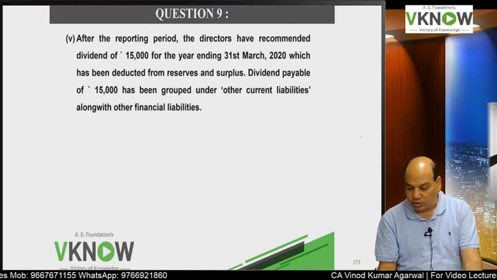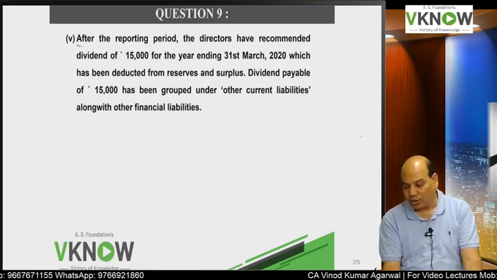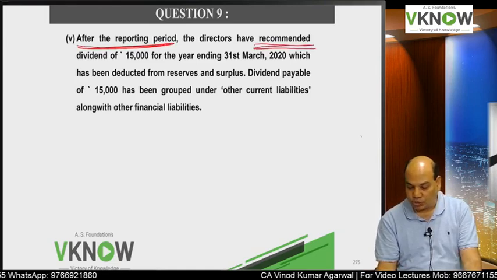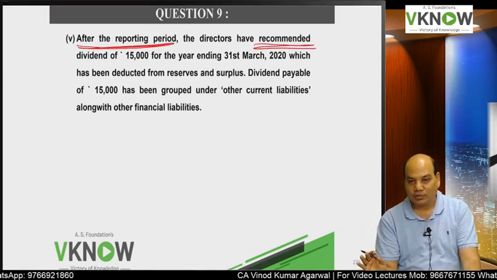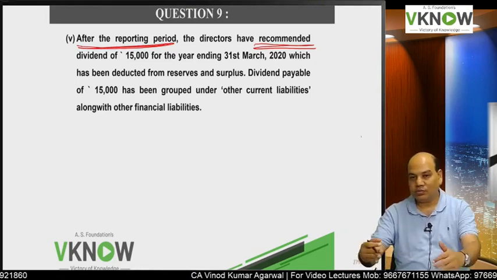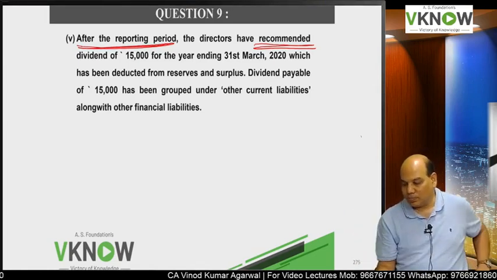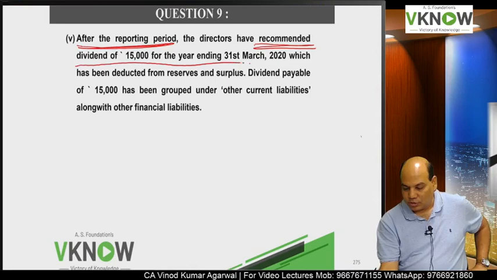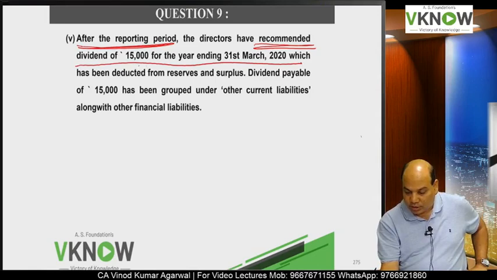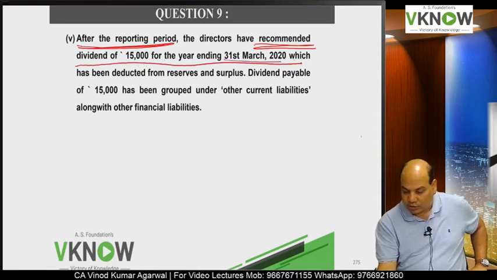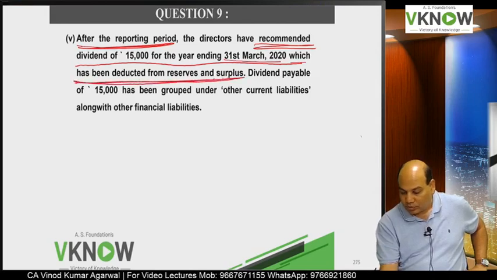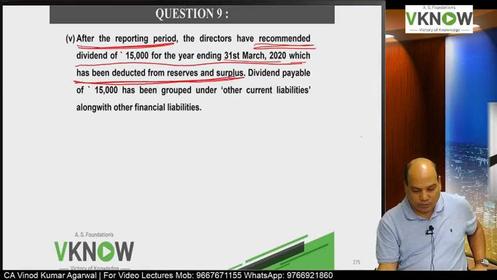After the reporting period, underline after, the directors have recommended, means proposed. Recommended is not declared. After the year is over, the directors recommend to the shareholders that in our view, this is the dividend that we should pay. So this is useless. It will only be disclosed. But what they have done, oh my God, recommended dividend of 15,000 for the year ended 31st March 20, which has been deducted from reserve and surplus. So I will show you in your question.